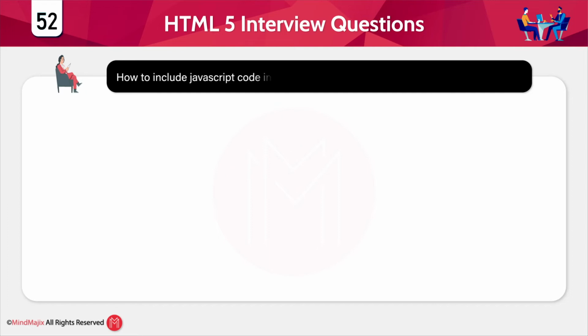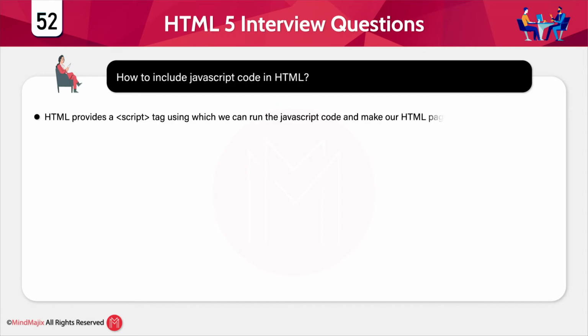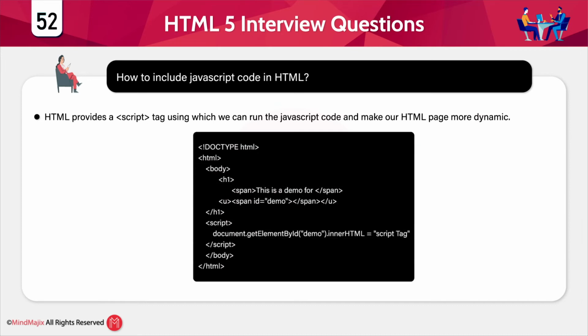So how do we include JavaScript in HTML? This is how we can use the JavaScript script tag. There is a script tag, and we can place that script tag inside the header tag or the body tag, depending on the case. This is how we can specify JavaScript in HTML.